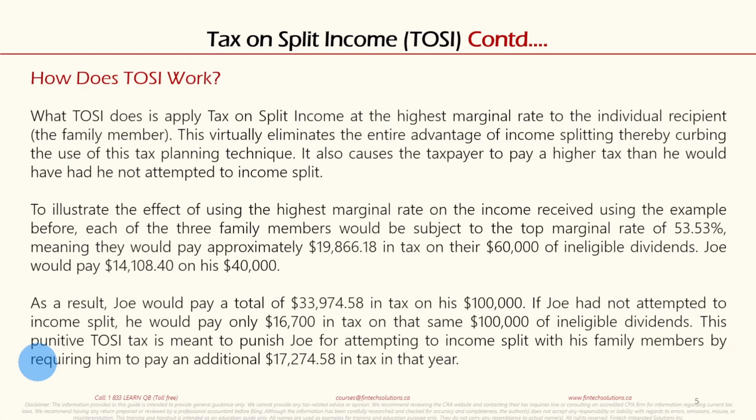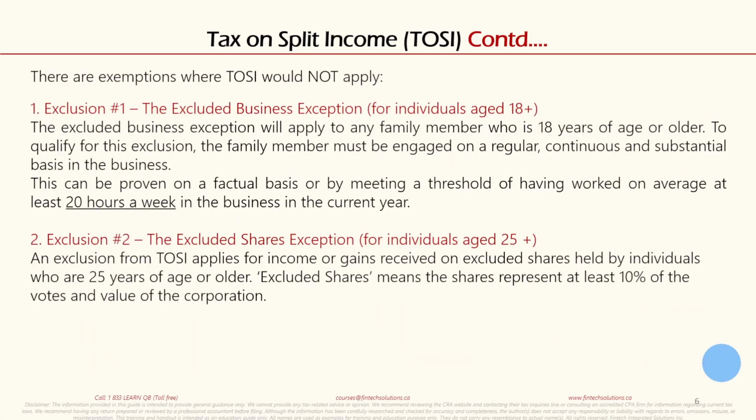So basically now it would not make sense to split income. Now, it doesn't mean that you completely cannot give payment to your family members at all. That's not what the goal is. There are exceptions and exclusions as well, wherein you can still continue if the family members are a part of the business. Right, so now that we know how TOSI works, let's have a look at the exemptions where TOSI would not apply. The ones which I'm going to go through are where the TOSI rules will not apply.